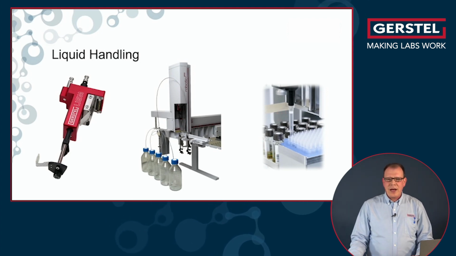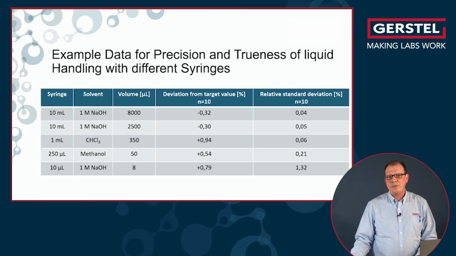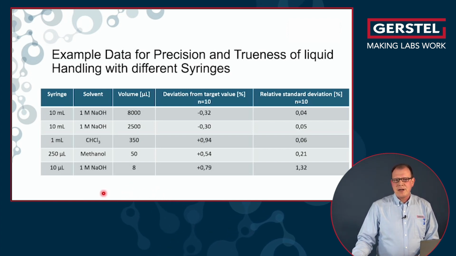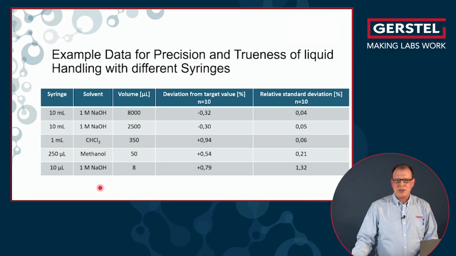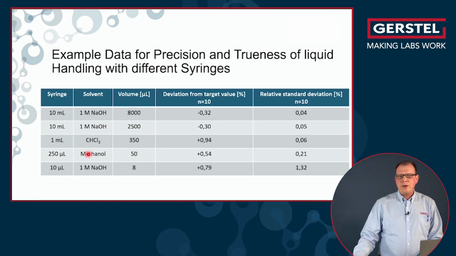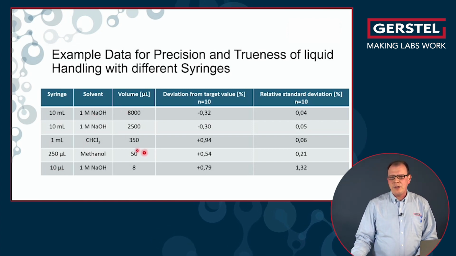On the next slide, I can give you some examples of how precise and correct we can make dosing with the MPS. This is from a real customer example where I wanted to measure relative standard deviations and also trueness of the pipetted volumes. It is really differing volumes or syringes between 10 milliliter and 10 microliter, also very different solvents and very different volumes.